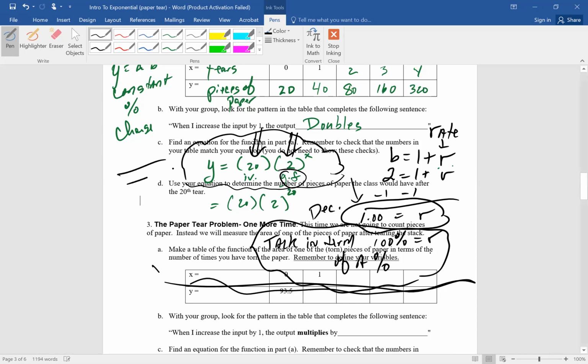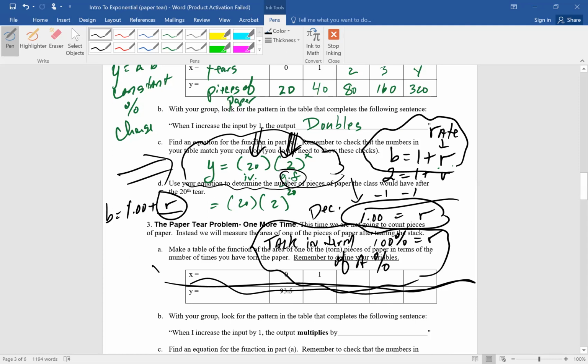This whole function in this last example, our initial value is 20 because we started with 20 pieces of paper. We then doubled it each time we tore it. So my growth factor was 2. That's how we speak. Now the growth factor is made up of 1 plus the rate. And really, my growth factor is like 1.00. So it's 100% plus my rate of increase or decrease.